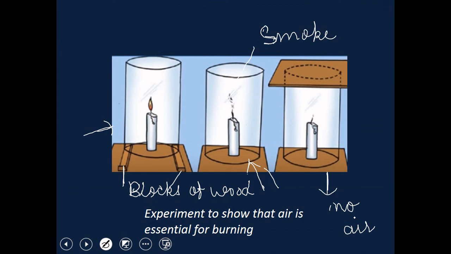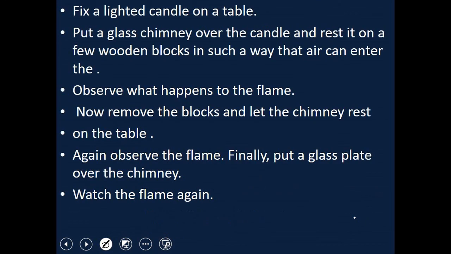Quickly, I just want to re-explain the experiment. In the first case, where air can enter from below, the candle burns freely. But in the second case, where the air cannot enter freely from below, the flame will flicker and produce smoke. But in the third case, where air cannot enter at all, the flame finally goes off. So with the help of this experiment, we can conclude that for the process of combustion, the presence of a supporter of combustion, which is air or oxygen, is very much required.